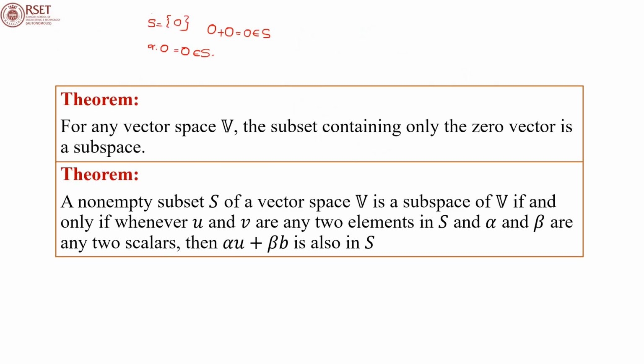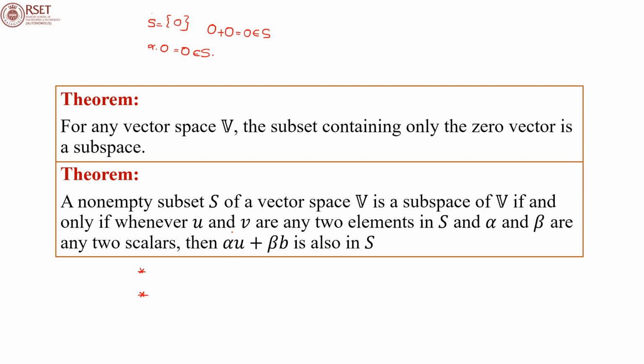Now what is the second theorem? A non-empty subset S of a vector space V is a subspace of V if and only if, whenever U and V are any two elements in S and alpha and beta are any two scalars, then alpha U plus beta V is also in S. That is actually a generalization of the two conditions, closure under addition and closure under scalar multiplication.